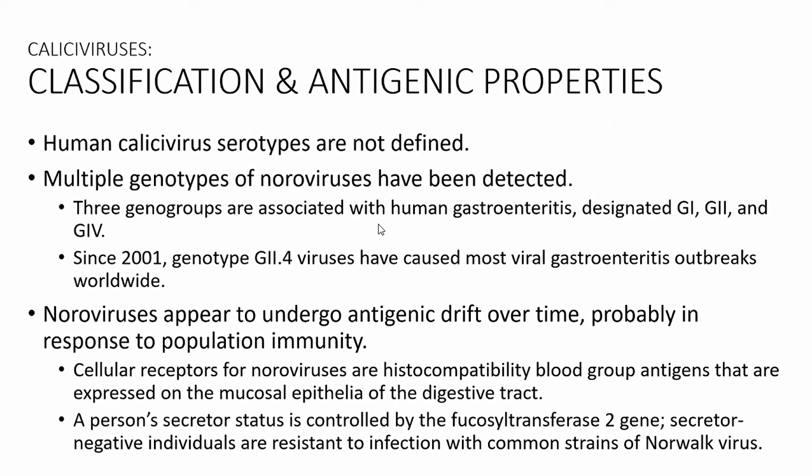So cellular receptors for noroviruses are histo-blood group antigens that are expressed on the mucosal epithelia of the digestive tract. A person's secretor status is controlled by the fucosyltransferase 2 gene. Secretor-negative individuals are resistant to infection with the common strains of the norovirus.